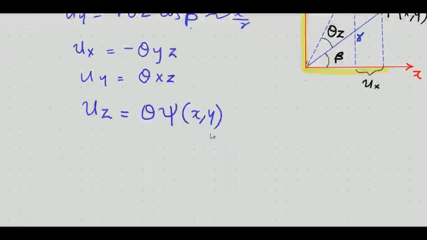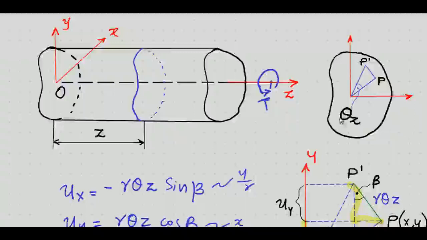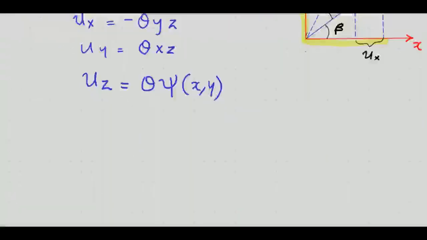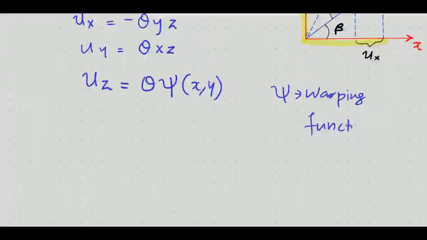Why is there no z? Because for any z value, that is, for any cross section, we have the same warping, or the same distortion. Psi is called the warping function.